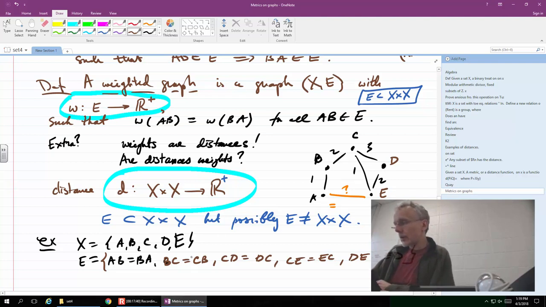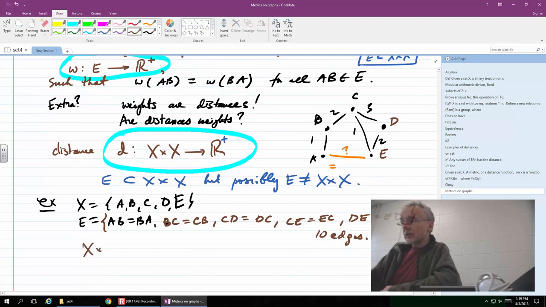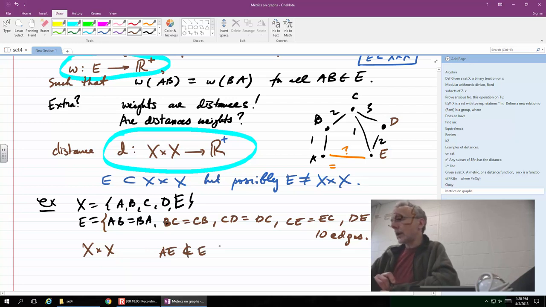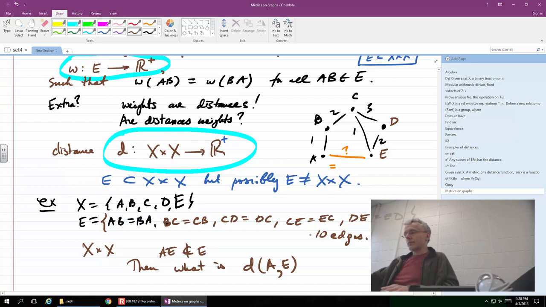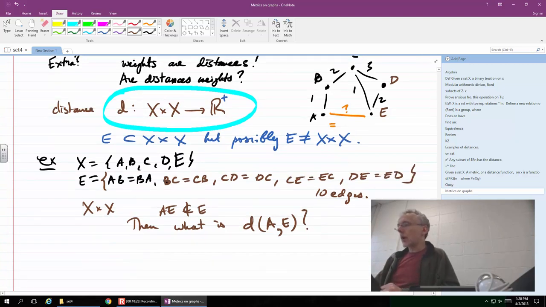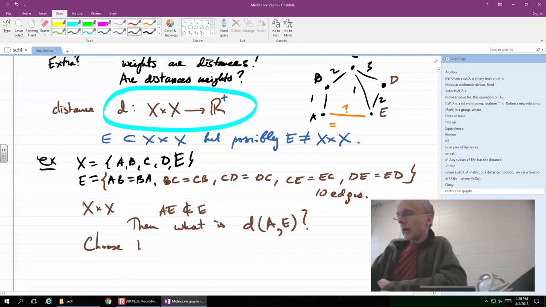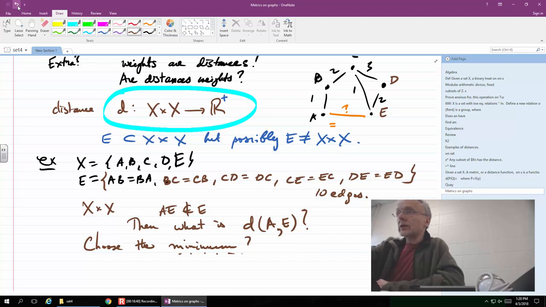So we have 1, 2, 3, 4, 5, so 10 edges, while X cross X has 25 entries. So in particular, say AE does not belong to E. Then what is the distance between A and E? There is no weight for it, and so we cannot define it. So the idea is to choose the minimum, but what that means remains to be explained.